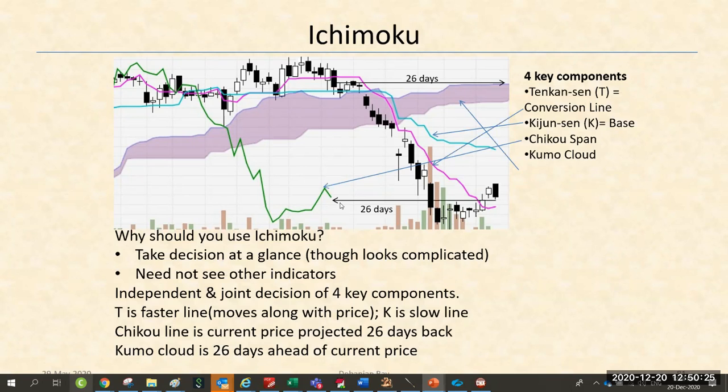And then there is another called the Kumo cloud. I will explain the Kumo cloud later on, but just be acquainted now that there are four components: T, K, the Chikou span, and the Kumo cloud. Now let's go one by one. Oh, by the way, the Kumo cloud is 26 days ahead of the current price. By the way, there is one website which gives all the definitions and is an excellent website I have come across. I will give that link later on.